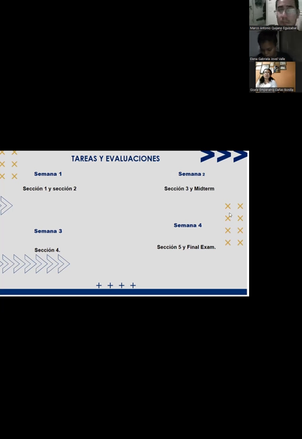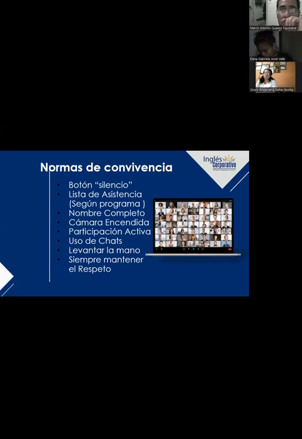Bueno, vamos con el siguiente punto y nos vamos a mover al siguiente. Son las normas de convivencia. Esto es importante que podamos destacarlo para nuestras clases de inglés. El primero es el botón de silencio. Tenemos que tenerlo en silencio si no vamos a participar. Tenemos también la lista de asistencia según programa. Es importante que usted, cuando se conecte, en la pantalla aparezca su nombre completo, porque INSAFOR monitorea la participación de todos. Por ejemplo, tenemos acá a Marco Antonio Quijano Eguizabal. Él tiene el nombre completo ahí. Excelente. Ahí vemos el ejemplo, Marco.